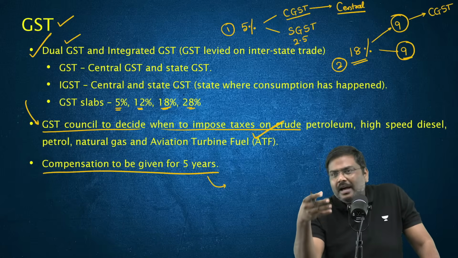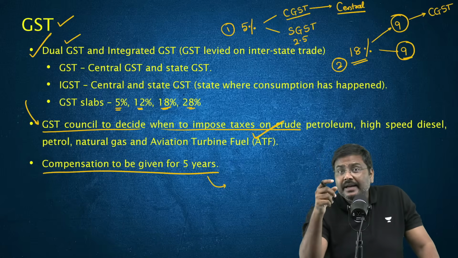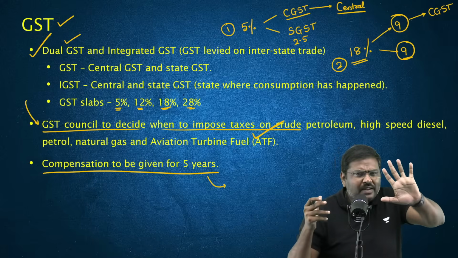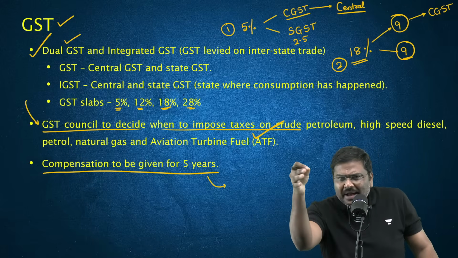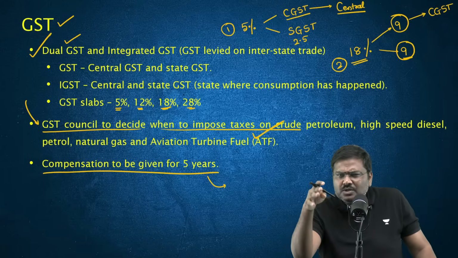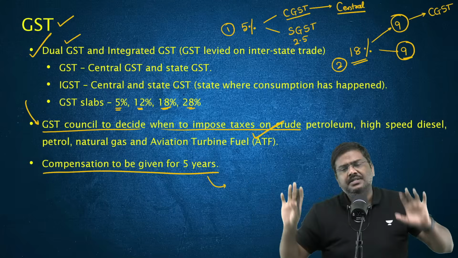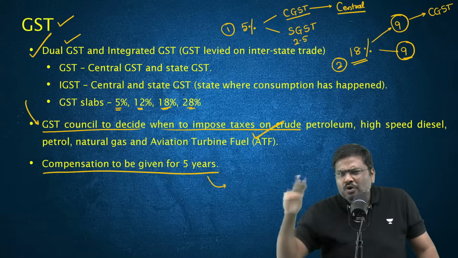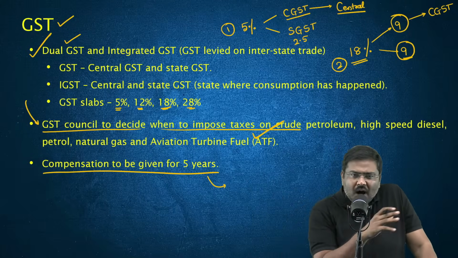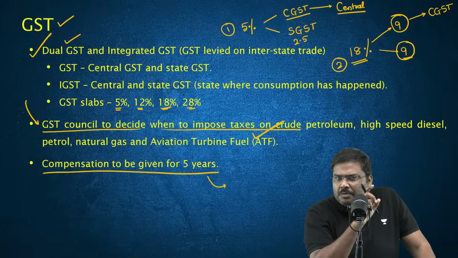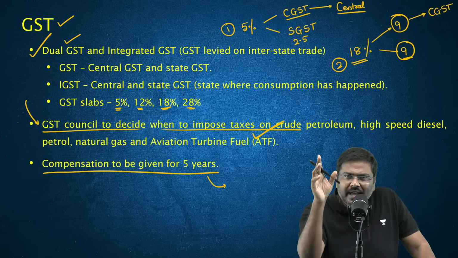So the government of India back in 2022, 2017 to 2022, 5 years, simple. The government of India in the year 2022, after the 5 years was over, basically said no more compensation to the states. Absolutely no more compensation to the states. So after June 2022, the government of India has not paid any kind of compensation to the states under the GST.